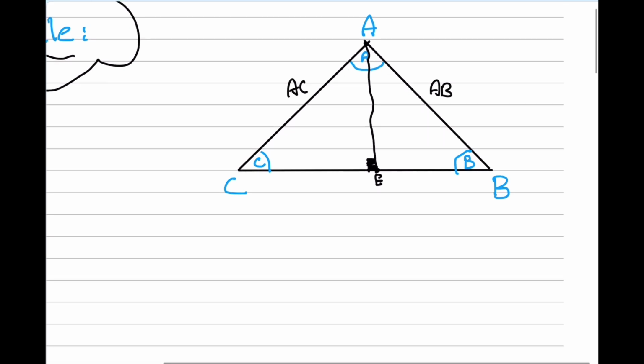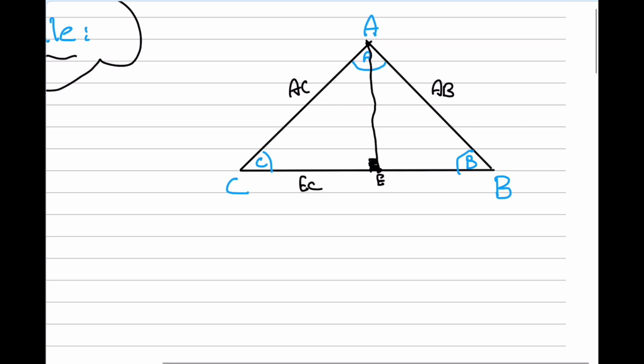What we have now is two right angle triangles, the triangle AEC and the triangle AEB, and just to be clear, they are not congruent. In the triangle AEC, we have AC and EC, and AE is the common side in the two triangles. The triangle ABE has AB, AE, and BE.